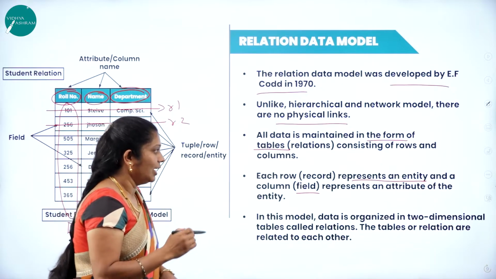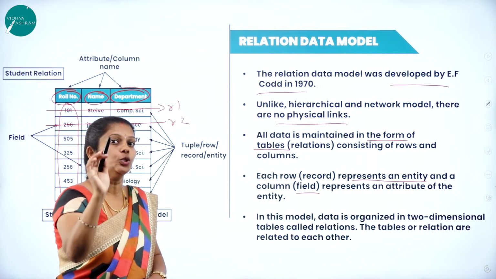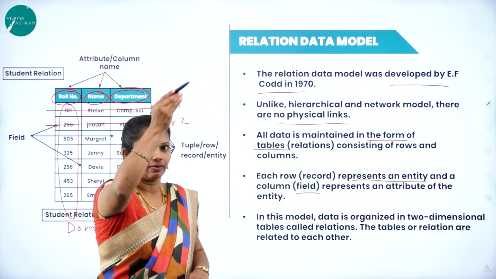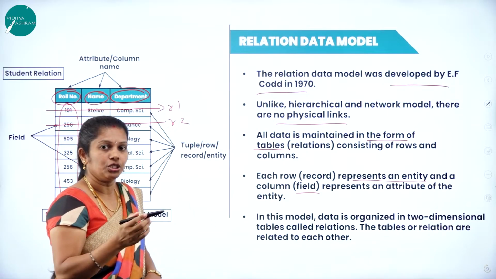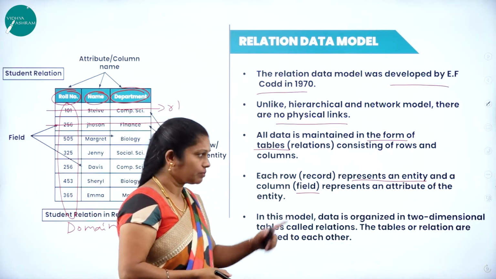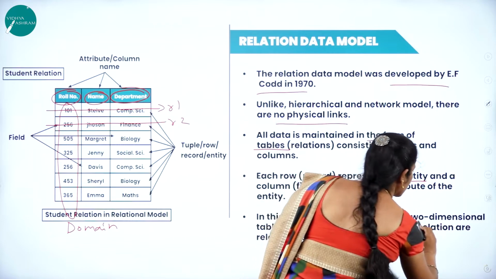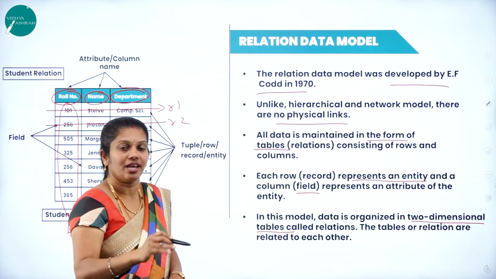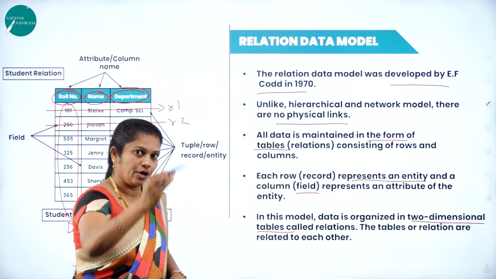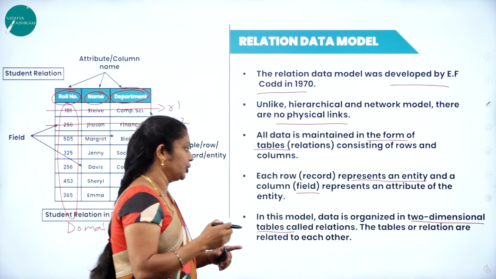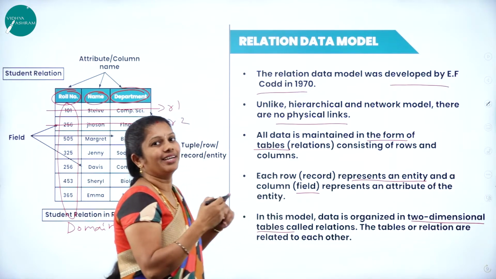In this model, data is organized in a two-dimensional array methodology. It means that we have both rows as well as columns. One-dimensional array methodology means only one row, or only one column. Whereas here, it is a two-dimensional table. That means here we have both rows as well as columns, and tables or relations are related to each other.